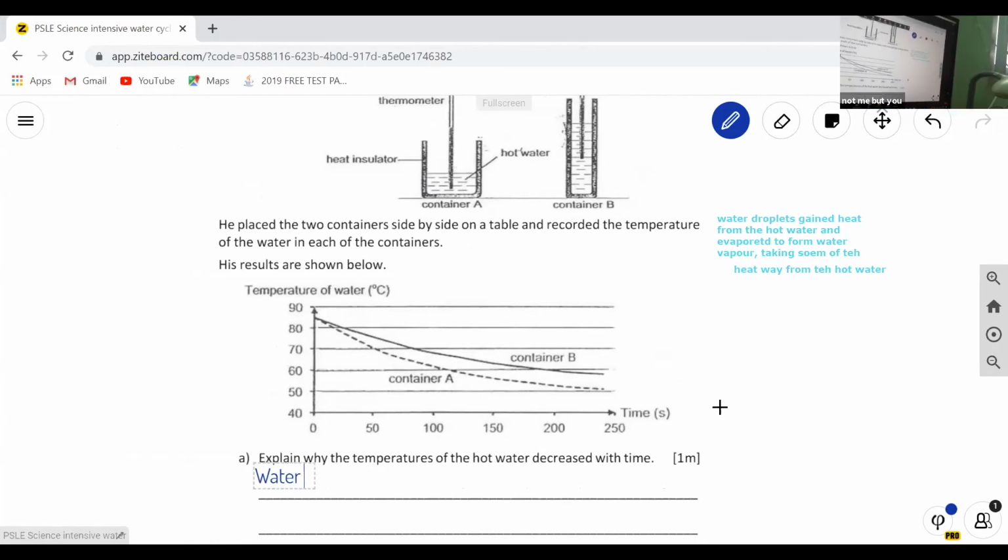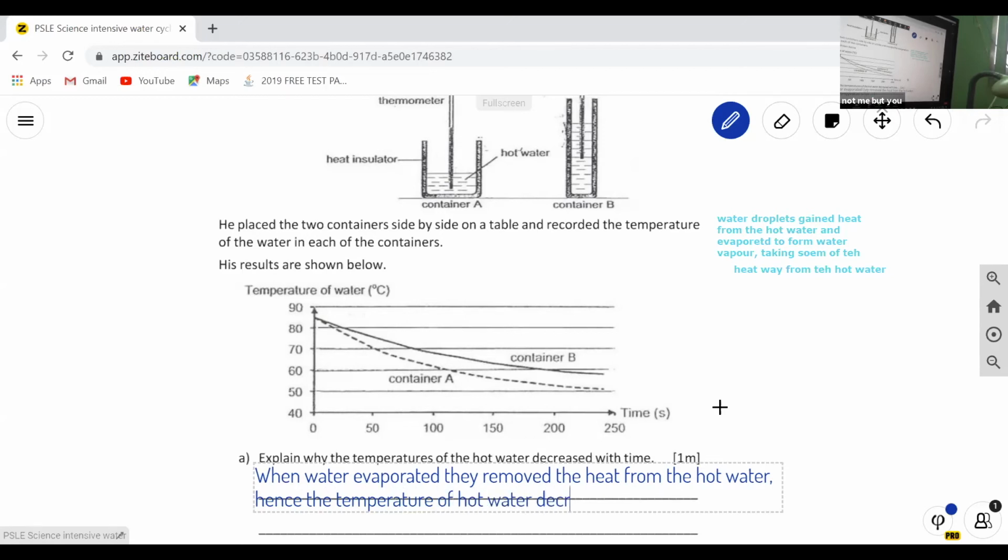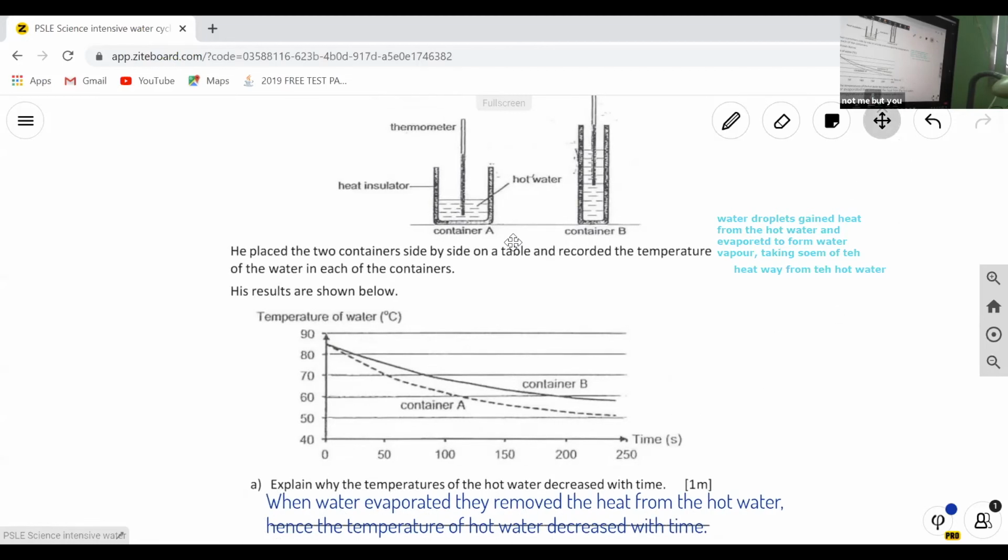More. The water evaporated. So because there's more exposed surface area, when the water evaporated, they remove the heat from the hot water, hence the temperature of the hot water decreases.